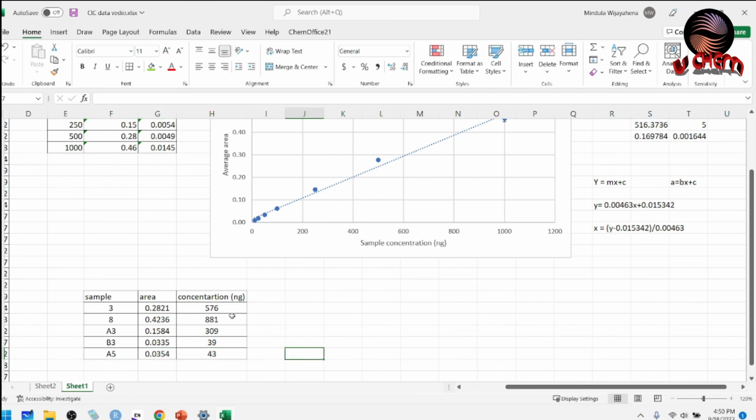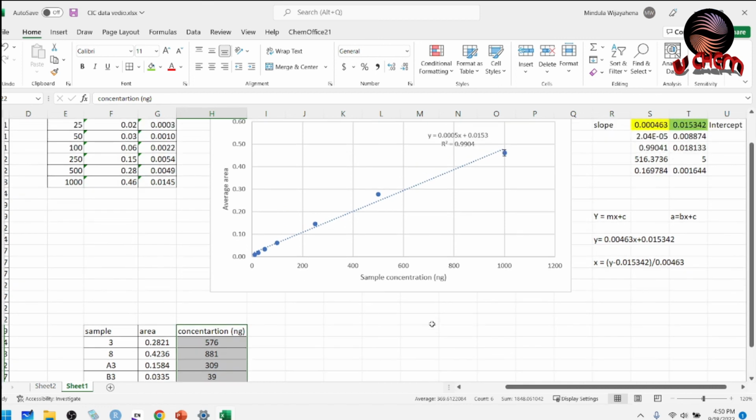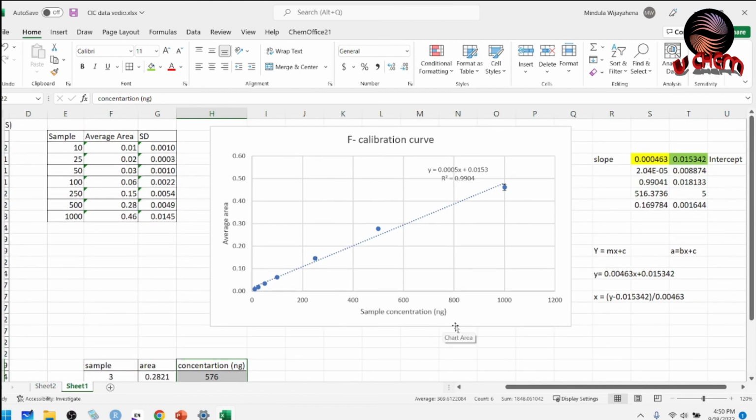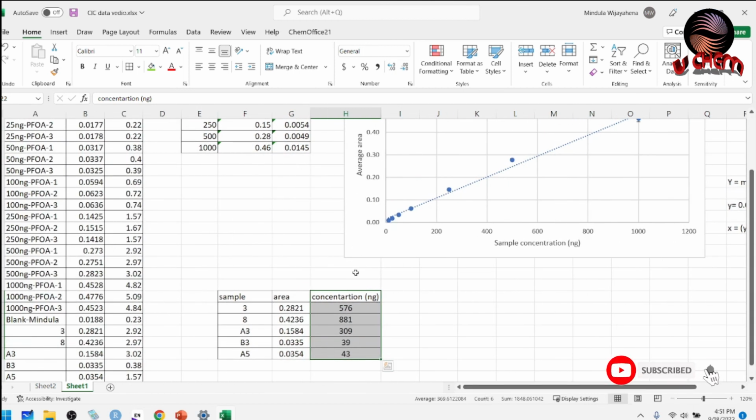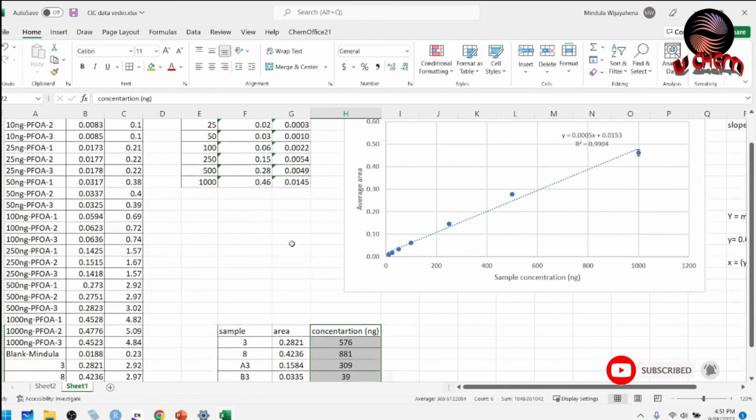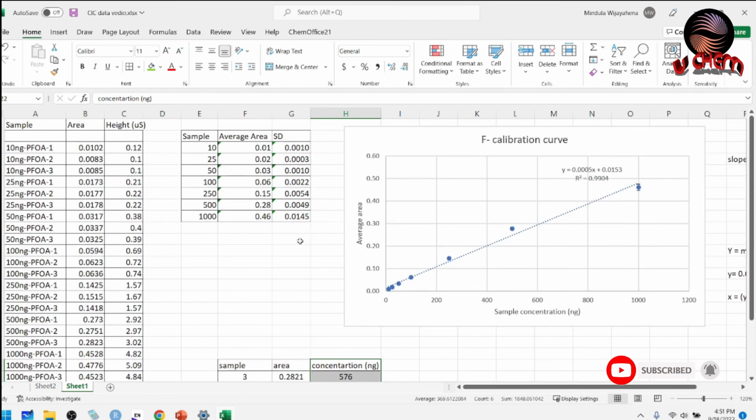So likewise, this is our final answer for our unknown sample. So this is the way you have to do it to get whatever you need from an unknown using a standard calibration curve. So I hope this is so easy. I think everybody understood what I'm telling here and what I'm trying to do here.